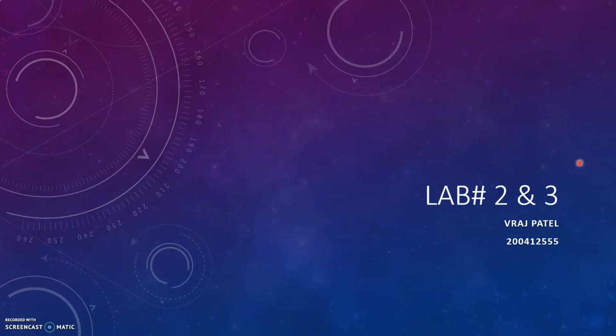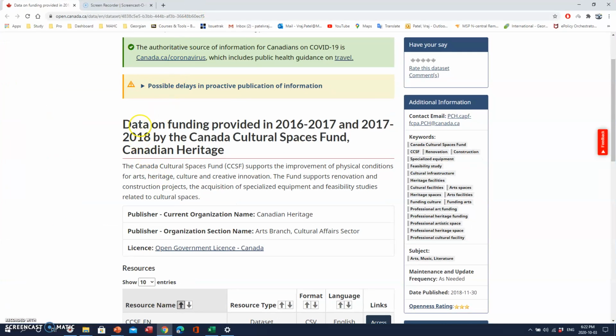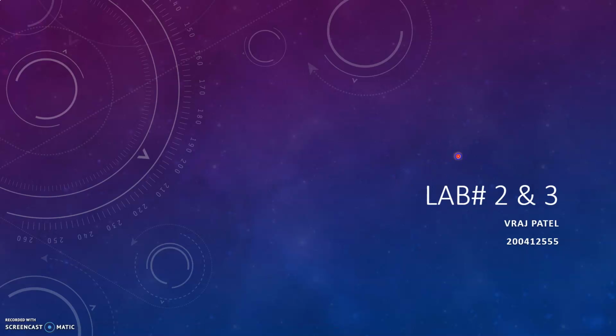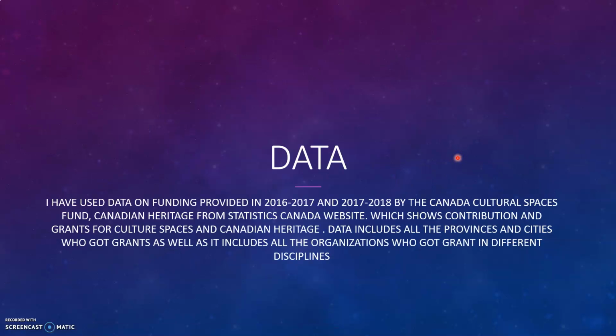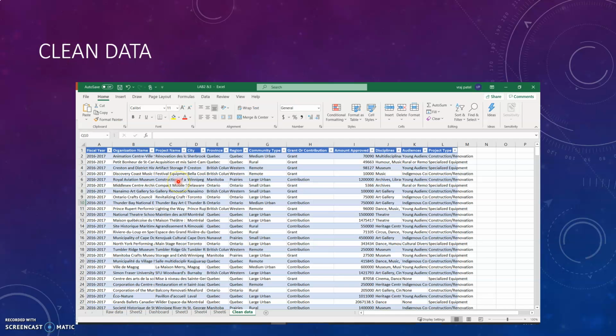First of all, I got my data from the Canadian Statistics website, which is data of funding provided in 2016-17 and 17-18 by the Canadian Cultural Spaces Fund and Canadian Heritage. I downloaded it into an Excel file, and this is my raw data. You can see, I cleaned it and I'm making a table.